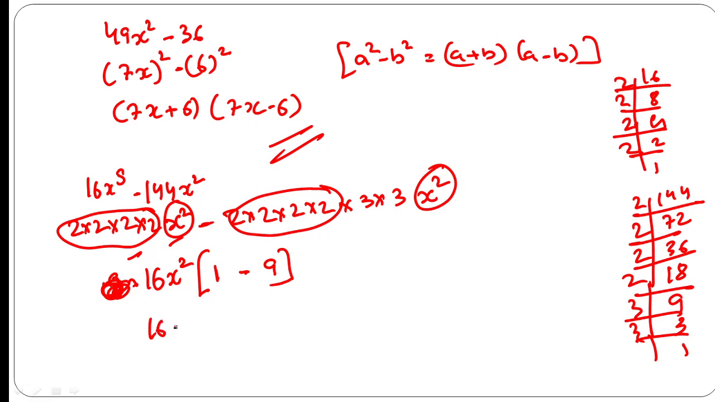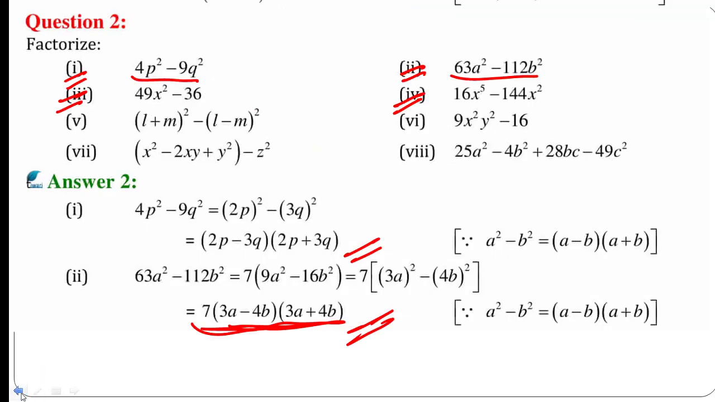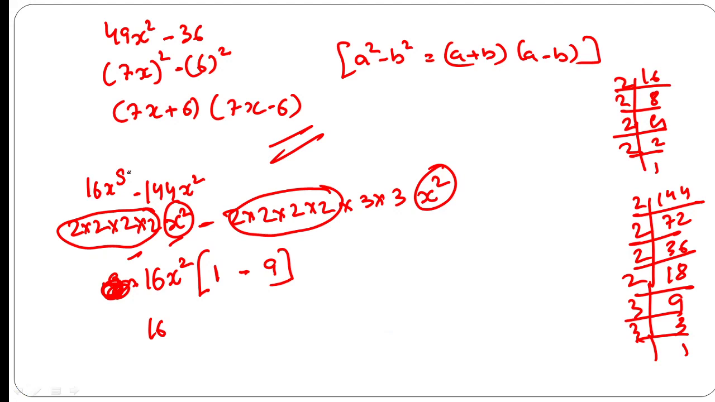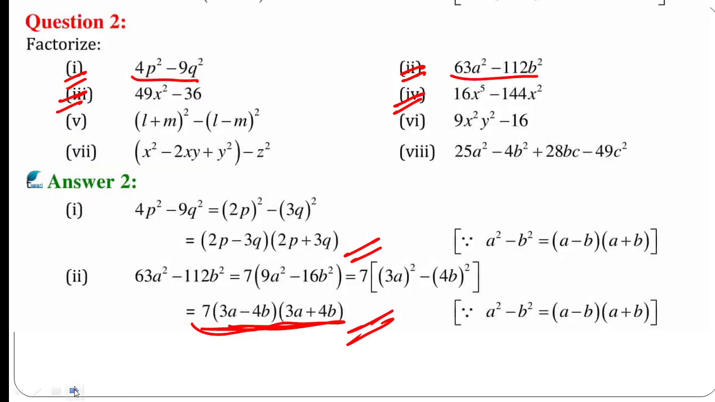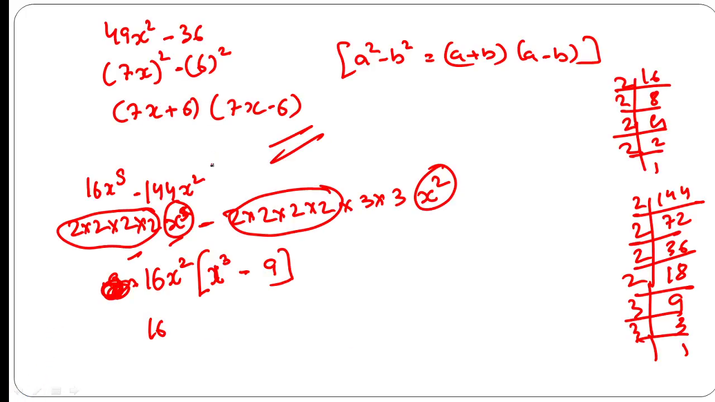So on putting this value, the power of this x is 5, so the remaining term is x cube. The power of the second term is also x raised to power 3. So you will take x raised to power 3 to be common.